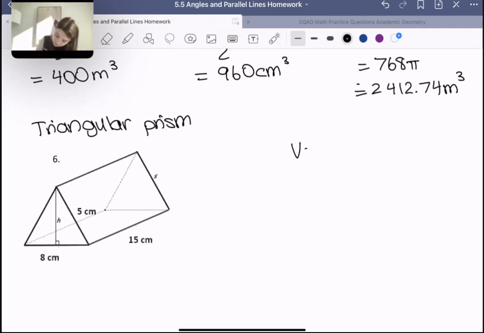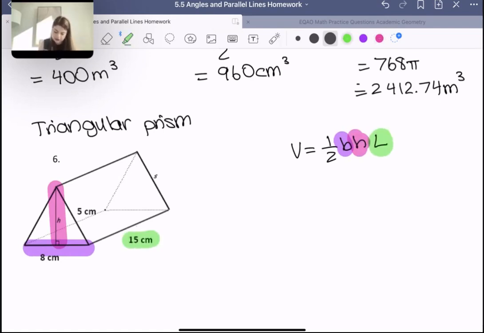Well, volume is equal to 1/2 base times height times the length. Now, what values do we have here? Well, we have the base, right? We have that the base is 8. We don't have the height. We need to find the height. And we have that the length is 15. So somehow we need to find out what is the height. So we can use Pythagoras' theorem to find the height. Okay, so that's what we're going to do. We'll use Pythagoras to find out what the height is.